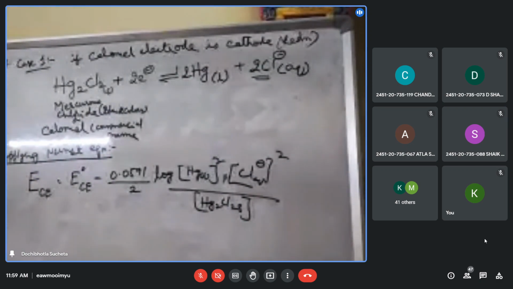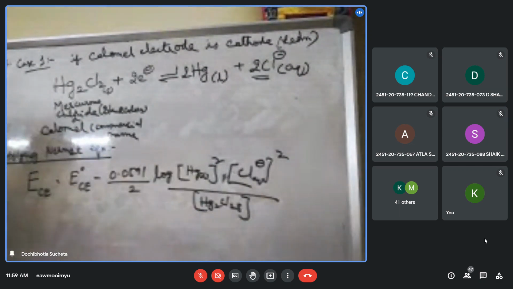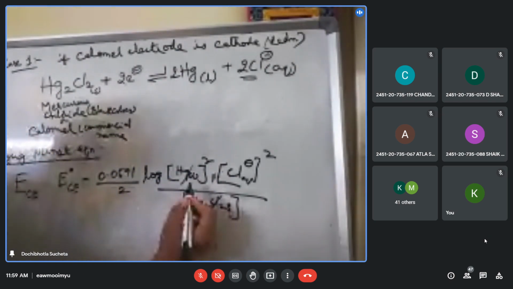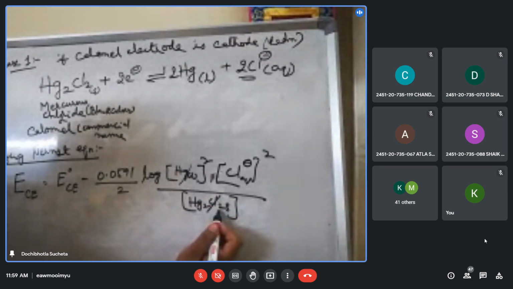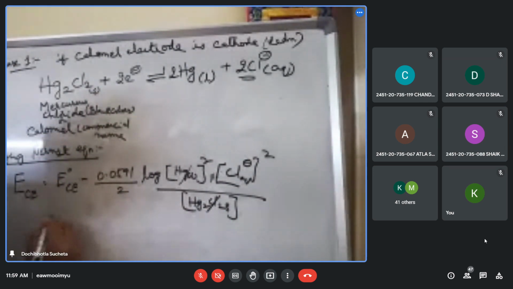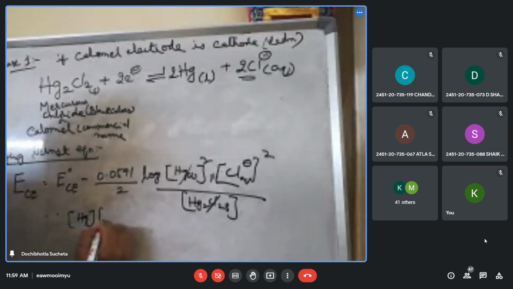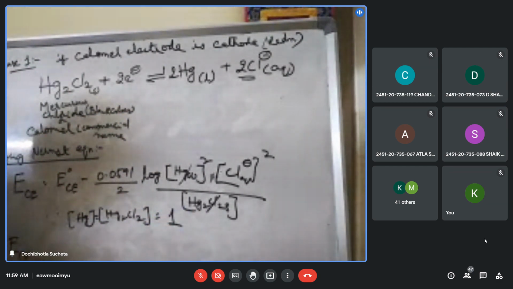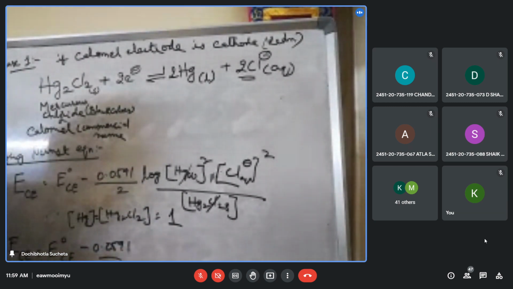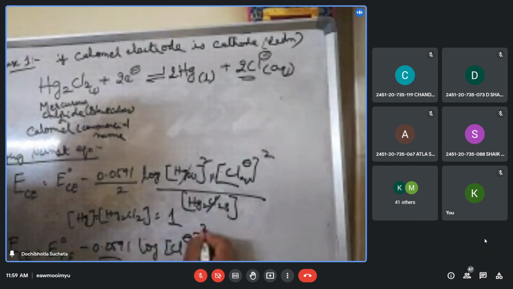Okay, that's the Nernst equation. I can summarize this as this, and this gets cancelled because it is pure metal, zero oxidation state. Here the concentration of the solids is taken as 1 always, since the concentration of Hg is equal to the concentration of Hg2Cl2, which is equal to 1. The equation becomes E calomel electrode is equal to E naught calomel electrode minus 0.0591 by 2. This 2 also will go. It goes to log concentration of Cl minus ions, or you can write like this.